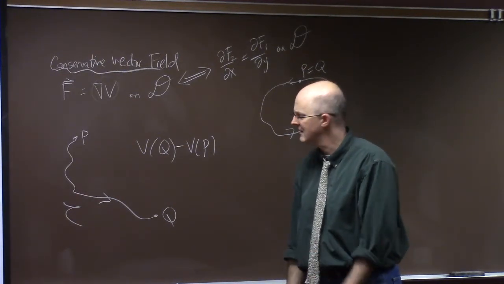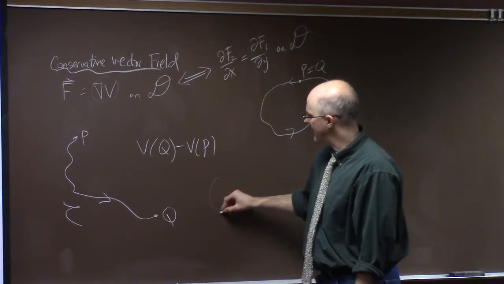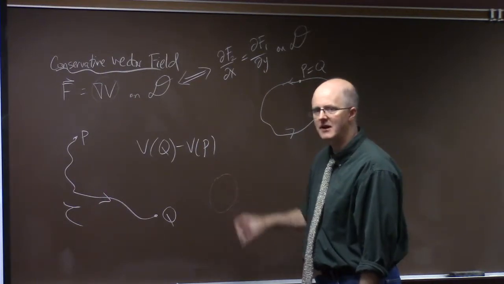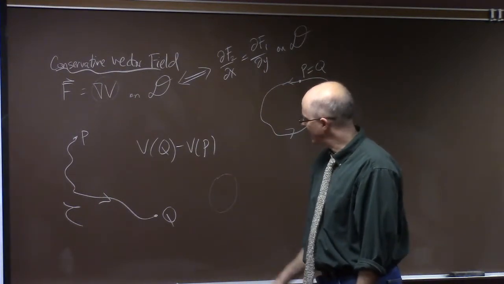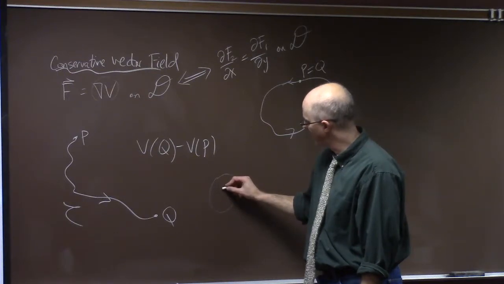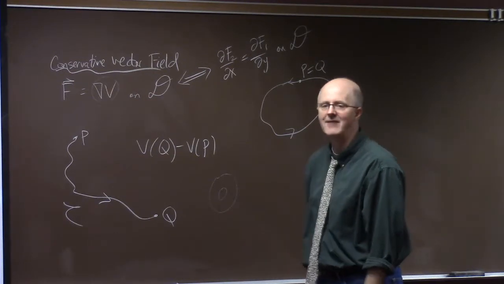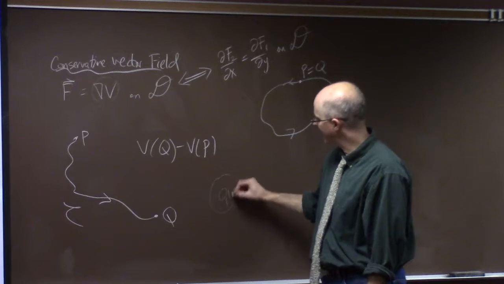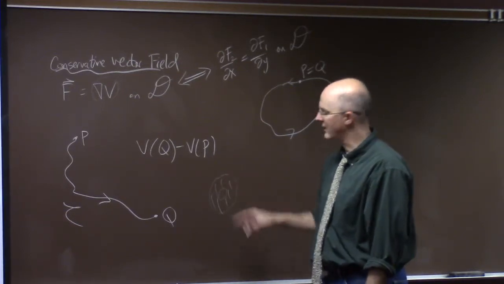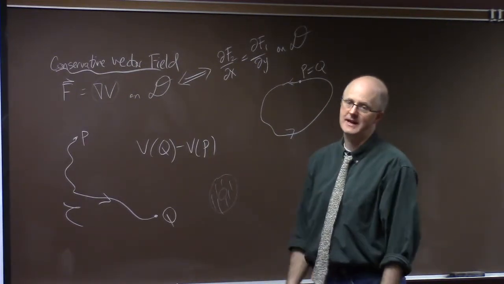What does that mean? Well, the book describes it in terms of shrinking curves down to points. However, in 2 dimensions, it's effectively equivalent to the domain not having holes in it. So this domain that I'm drawing right there with a hole in it is not simply connected.